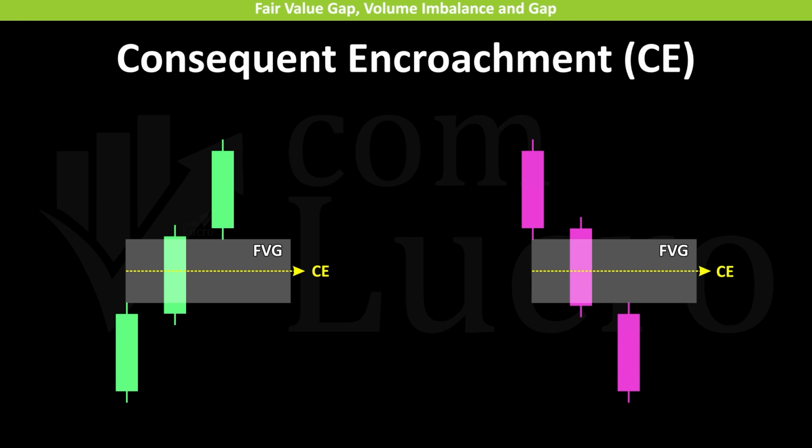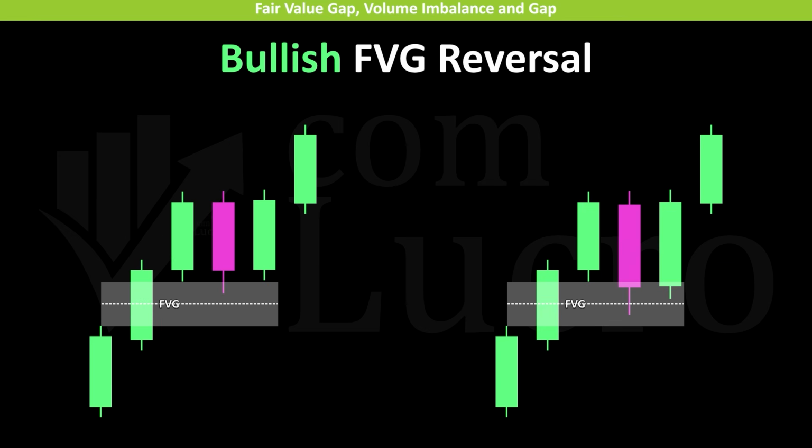Because of this, it is important to observe how price reacts to the boundaries of the fair value gap and to the consequent encroachment level. Let us start with bullish fair value gaps. In an ideal scenario, price reacts at the upper boundary of the fair value gap by trading into it and then closing above it. This behavior suggests that price is respecting the fair value gap.